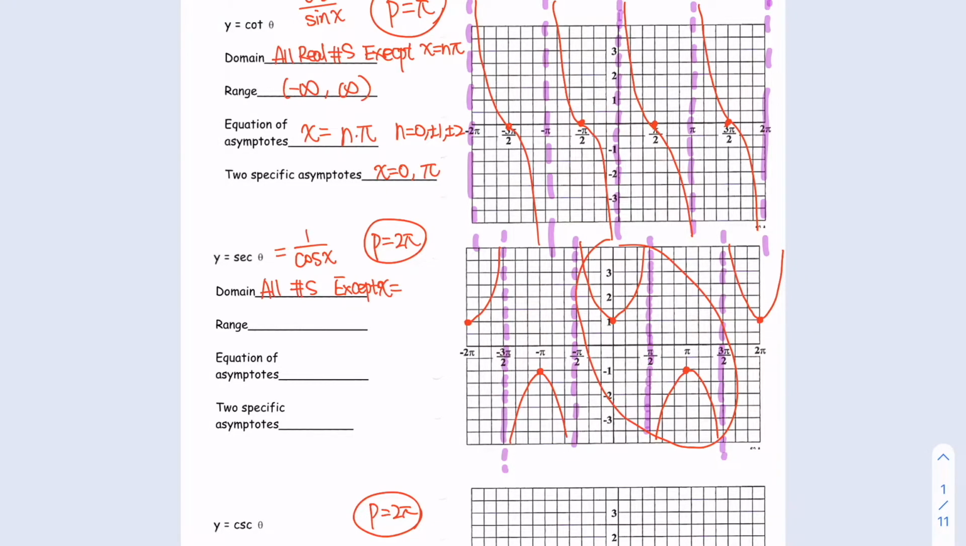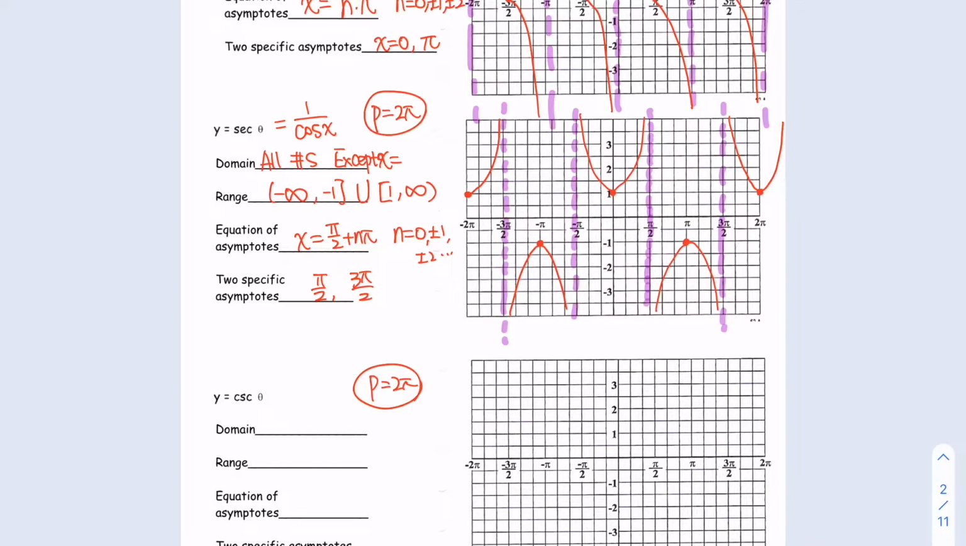Except x equals what? Let's look at the equation. x will be pi over 2 plus n pi, where n is 0, plus or minus 1, plus or minus 2. So the asymptotes will be pi over 2 and 3 pi over 2. That's secant of theta. If you look at the range, the y value has to be negative infinity to negative 1, and 1 to infinity. Nothing is between negative 1 and 1.